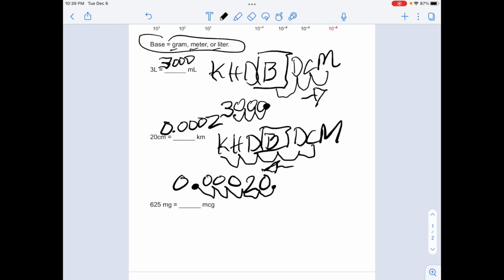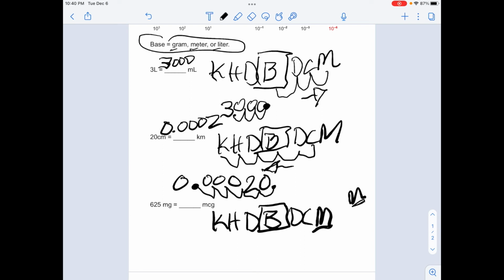So for this example, we have 625 milligrams going to micrograms. Our base unit here is grams, so we know we're working with a solid. Let's start with our acronym. And then for this one, we're going to put our little m off to the side, just because we're making that 3-looped jump over here, because micro is off to the side. So we're going to be moving from milligrams to micrograms.